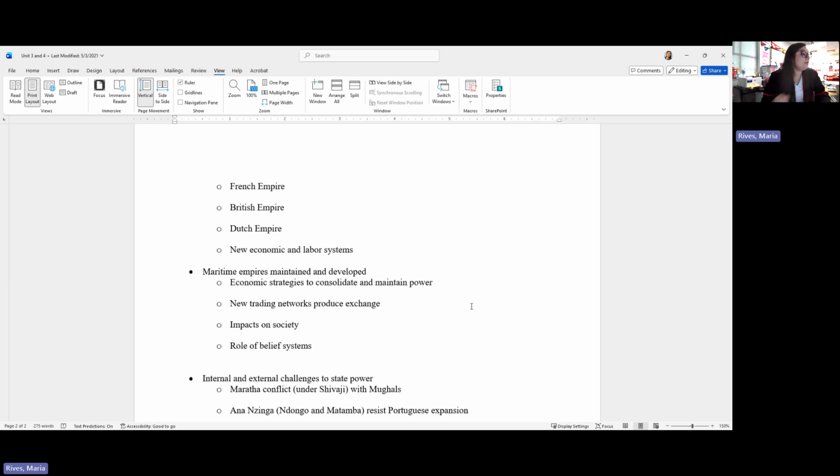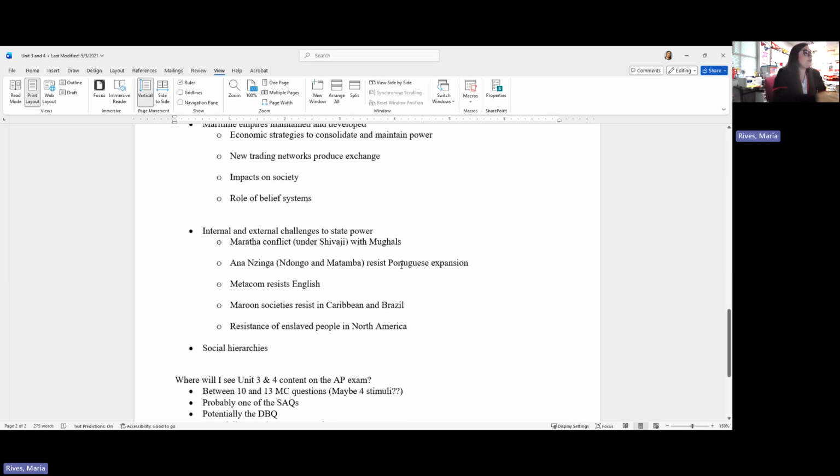Okay, next we have internal and external challenges to state power. I would be concerned about having an LEQ on this because I don't know if people would remember any of these things, but here are some people that resist state expansion. We have Shivaji. He is a Hindu leader of the Maratha people in the Rajput area. They resist Mughal Emperor Aurangzeb. That is an example of a successful Hindu resistance against an Islamic state expansion in like the 1700s-ish.